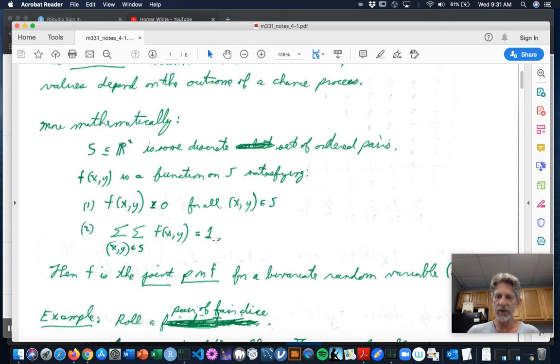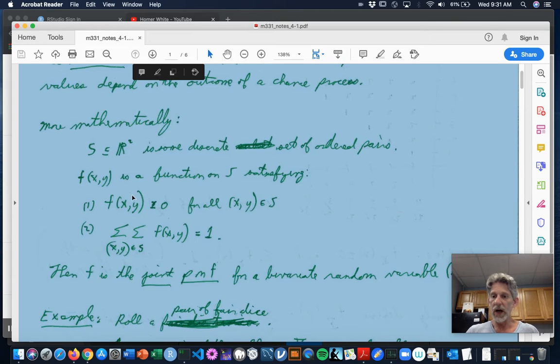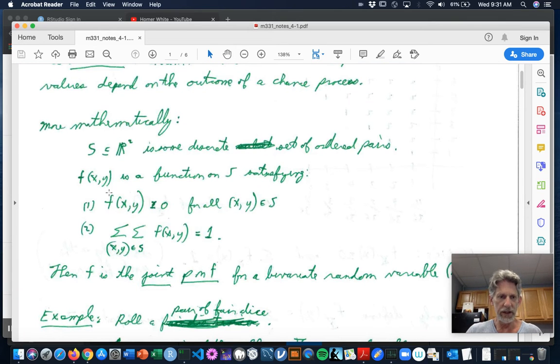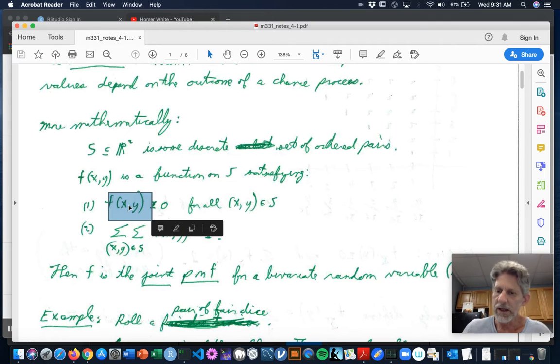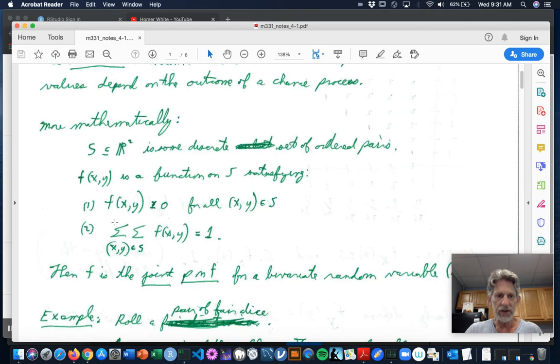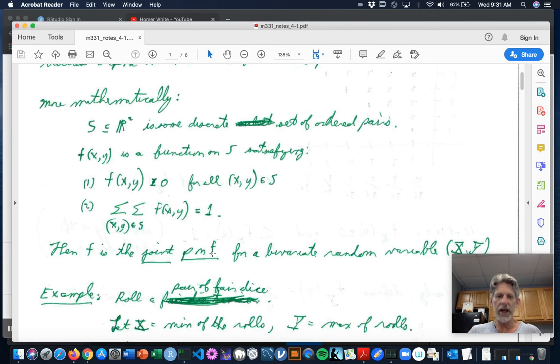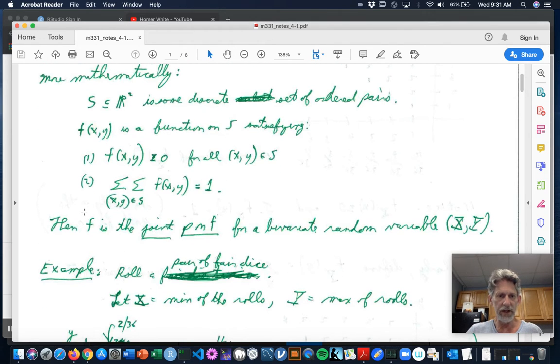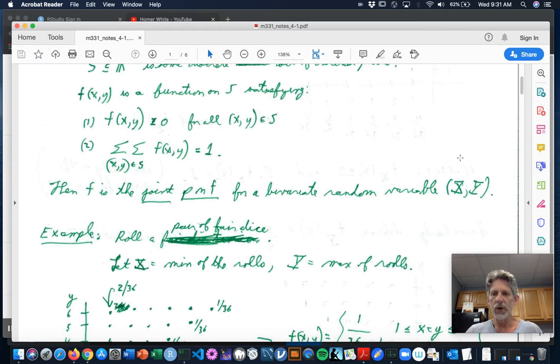So the first thing is like saying the chance of getting a particular xy ordered pair can't be negative, and something's got to happen. The sum of the chances has to be 100%. So if that happens, then we say that little f is the joint probability mass function for some bivariate random variable xy.